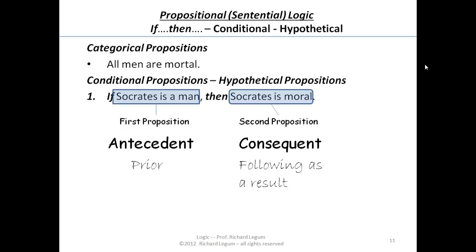So now the terms: we have conditional propositions, which are if-then statements or hypothetical propositions. They have an antecedent, which is the first proposition, the one before the then, and the consequent, the following one, the result, excuse me, the second proposition.